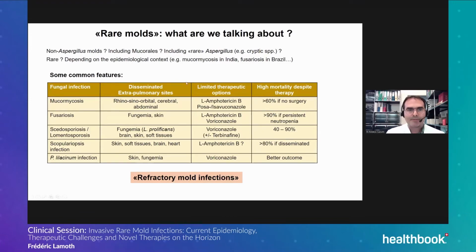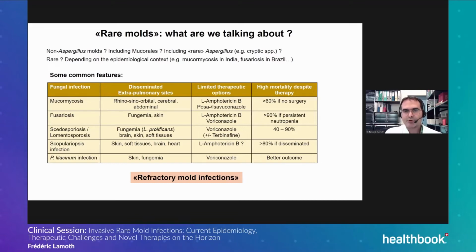So what are we talking about when we say rare molds? Usually we talk about non-Aspergillus molds. The question is, should we include mucormycosis in this or not? And finally, why not some Aspergillus species? Because there are also rare Aspergillus species, like some cryptic species, which may actually behave the same as some rare molds. So rare actually depends really on the epidemiological context.